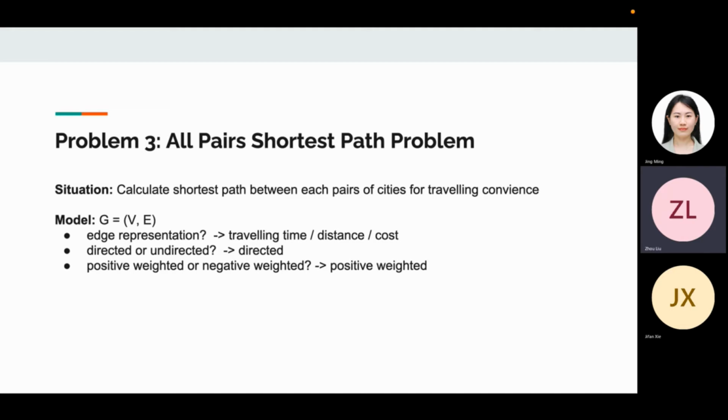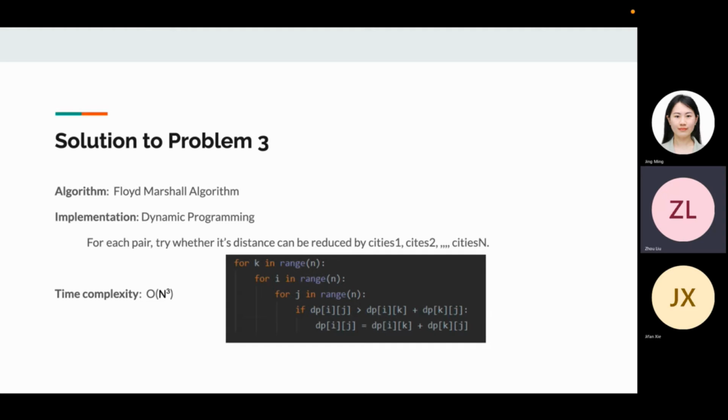So this question can be modeled as the all pairs shortest path problem in a graph and can be solved by the Floyd-Warshall algorithm. The basic idea of the Floyd-Warshall algorithm is dynamic programming, as it notes that the path value between two cities I and J may be reduced by passing another city K. The implementation is easy as shown on slides, and the time complexity is n-cubed.